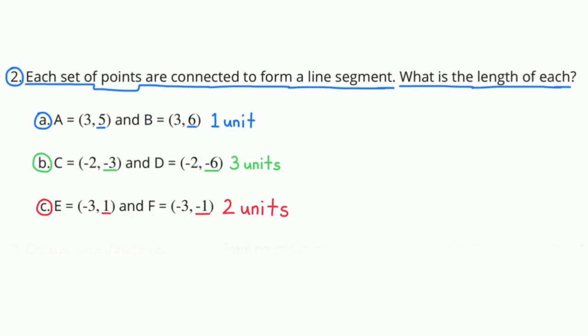C. The coordinates for point E are -3 and 1, and the coordinates for point F are -3 and -1. Their x-coordinates are the same, but their y-coordinates are different, and the difference between 1 and -1 is 2 units, so the length of the line segment would be 2 units long.